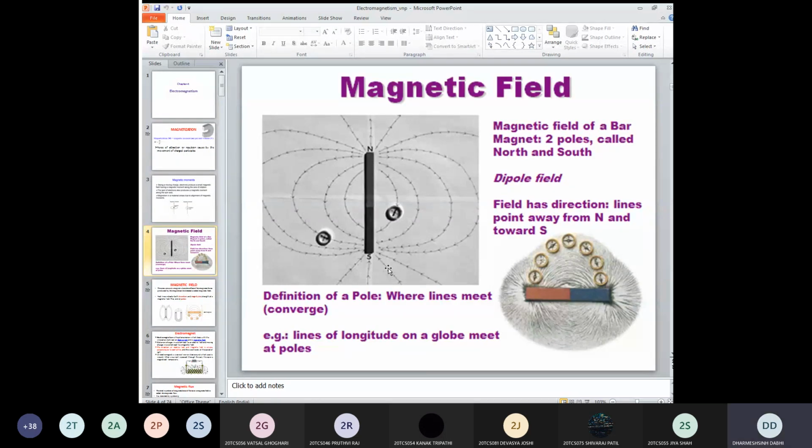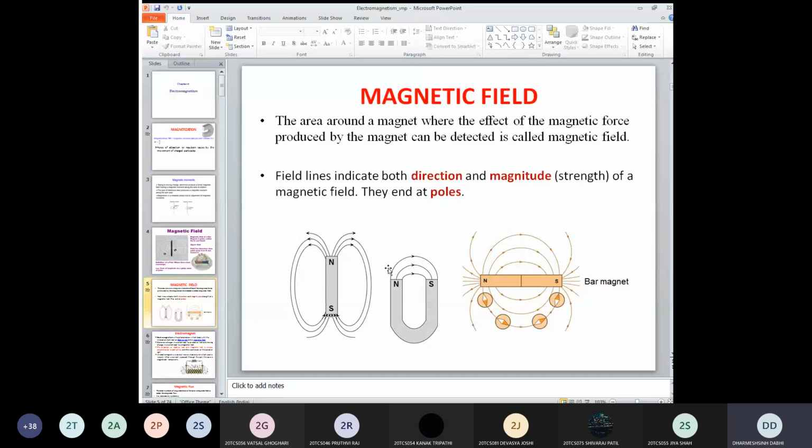Then we see the definition of magnetic field. So what is the magnetic field? This is nothing but the area around a magnet where the effect of magnetic force produced by the magnet can be detected. When there is a magnet and in the surrounding area you experience a magnetic force produced by the magnet, that area is called a magnetic field.